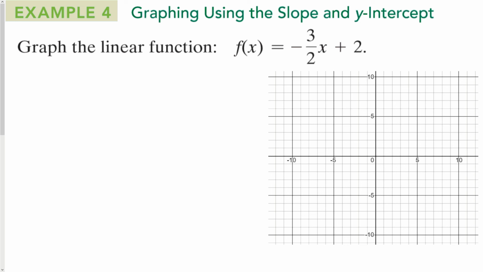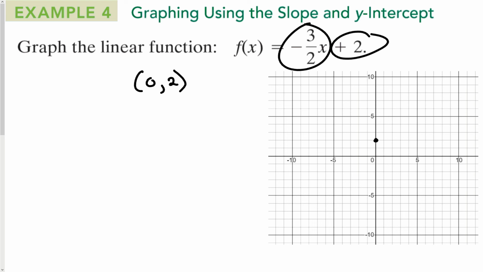Okay, so let's graph this function, negative 3 over 2 x plus 2. I'm going to start with the y-intercept. It is 2. There. That's not there. That's not the y-intercept, that's the x-axis. Okay. The coordinate is 0, comma 2. Then I use the slope.